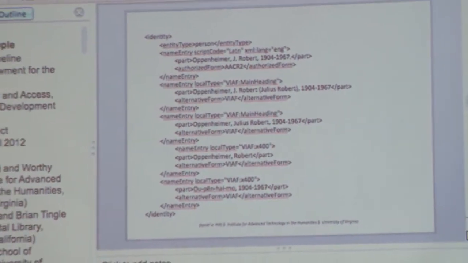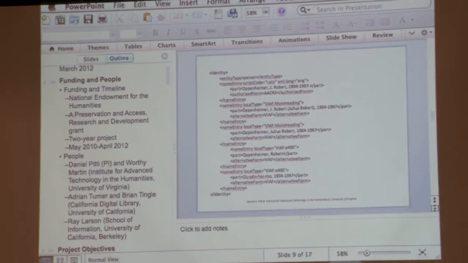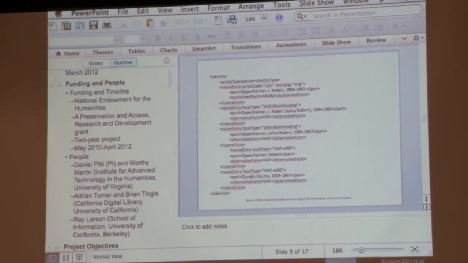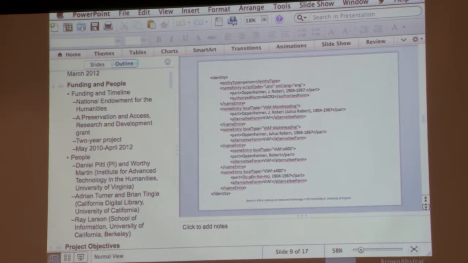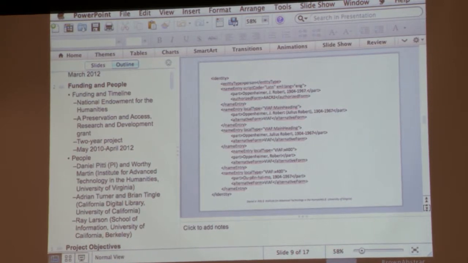Just a touch of what the tagging looks like in there. This is the identity section, and what you're seeing there at the top is an identity type, which is to say it's a person here, and then you have a name entry, in this case for Oppenheimer. And there is no such thing in this system as an explicitly identified authorized form. You just have different names for the same entity, but there are ways to designate which of those names is the one you prefer within your catalog.